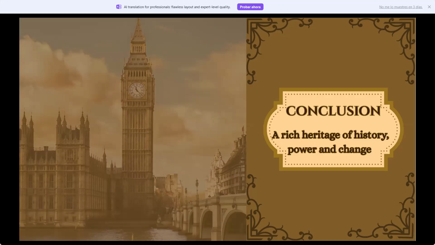To sum up, it's very important to learn about the monarchy and the parliament, as well as their history, historical events, relevant figures, the political system, and also the relationship between the monarchy and the parliament, because it can help us increase our knowledge and our education as students.